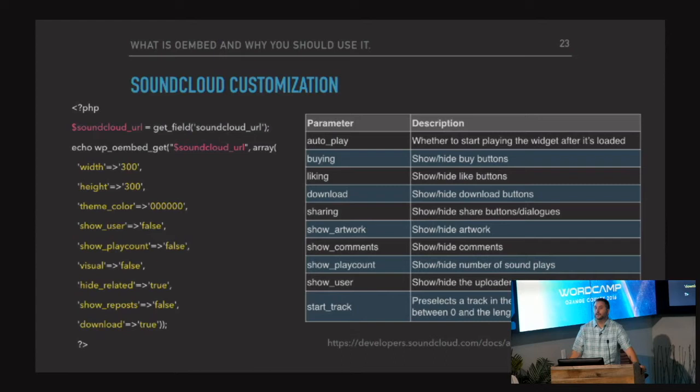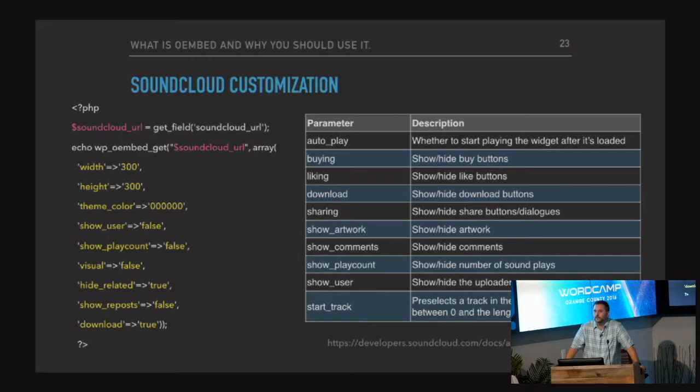Sir, you had a question? Let's say I wanted to take your URL and put it on my site and not have it show up as an oEmbed, and just be raw: here's the HTML link, and go. Can I turn that off? Yeah, you can.